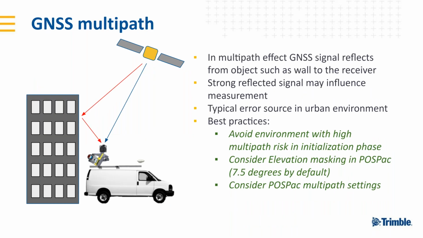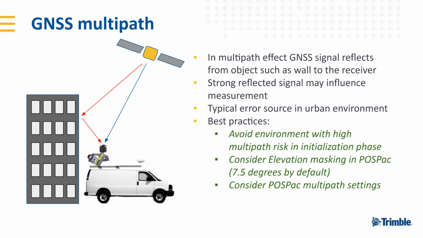Another thing we face in the cities especially is something called GNSS multipath. In the multipath effect, the GNSS signal reflects from any object, usually a tall wall next to the system. So as you see here on the left in the figure, this blue signal is the correct one, and the red one is reflected from the wall. It's a very simplified drawing, but if this reflected signal is very strong, it might affect the measurements a little bit. We have good antennas to deal with this, but still there might be signals which get through.